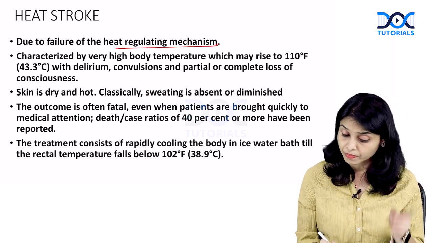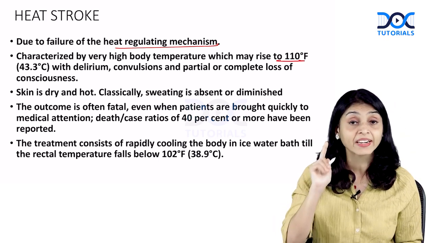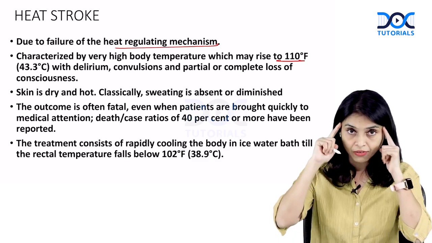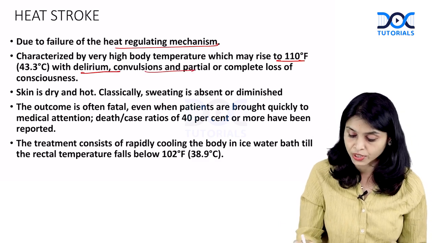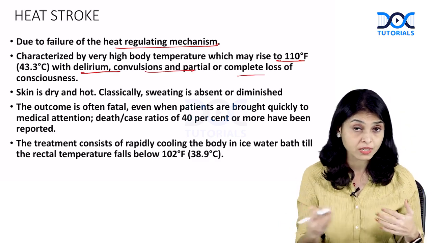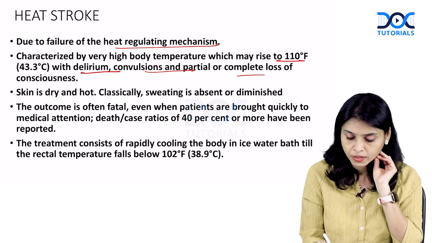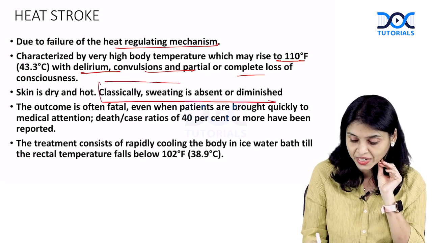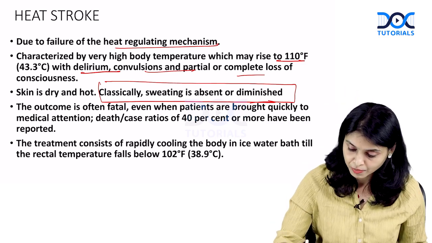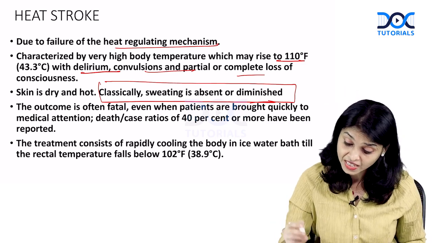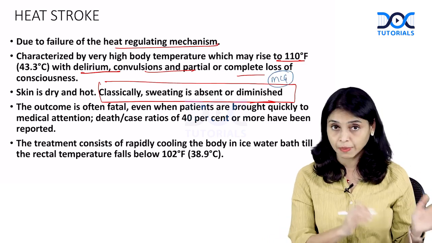That is the first MCQ. It is characterized by high body temperature. It may rise up to 110 degrees Fahrenheit, which affects the brain, leading to delirium, convulsion, and partial loss of consciousness. All those were there in the options, right? Skin will be dry and hot. Classically, sweating is absent or diminished. You don't have to think much. This is a frequently asked MCQ, not once or twice, many times. This question was there in previous MCQs.